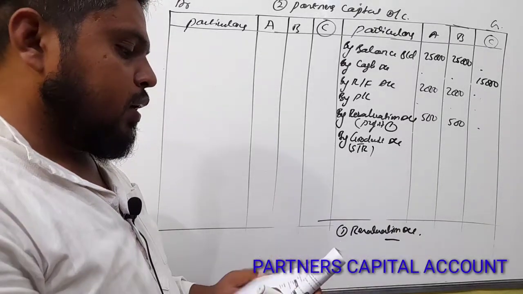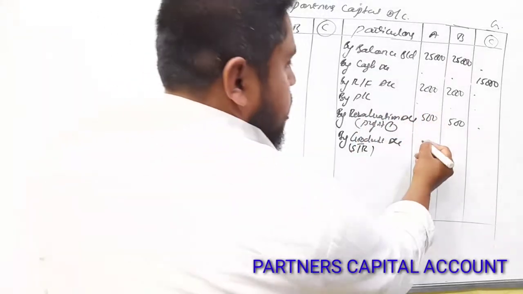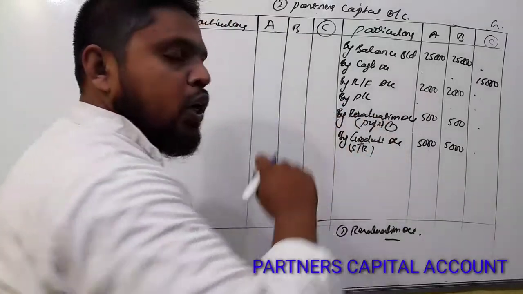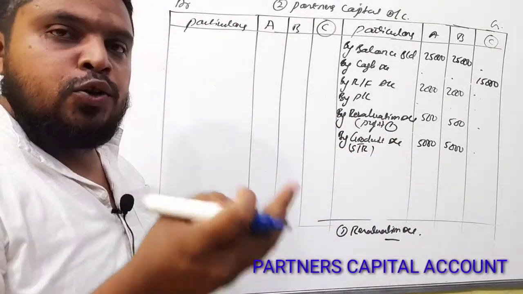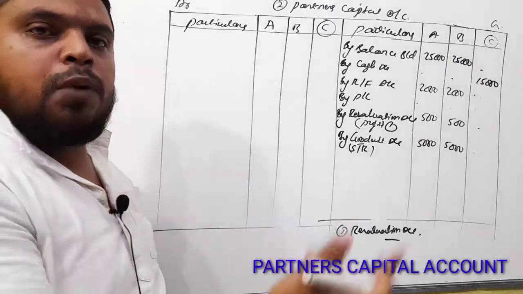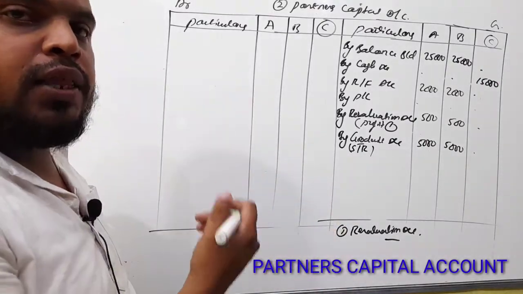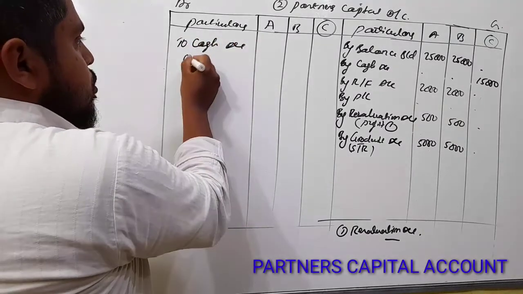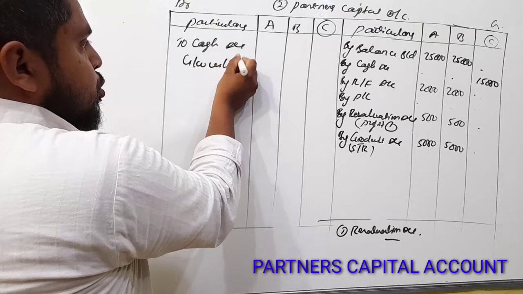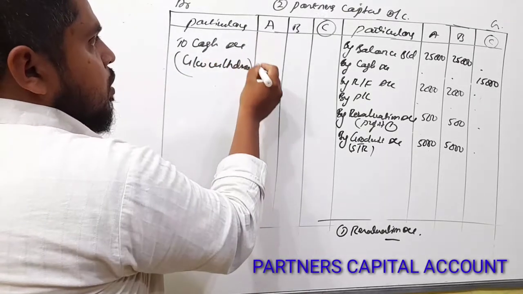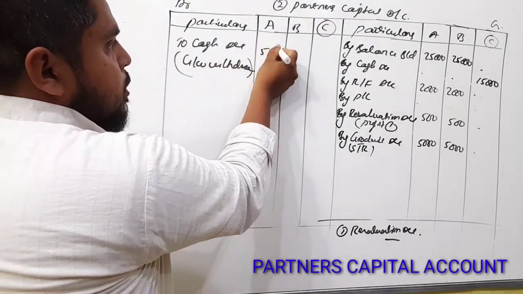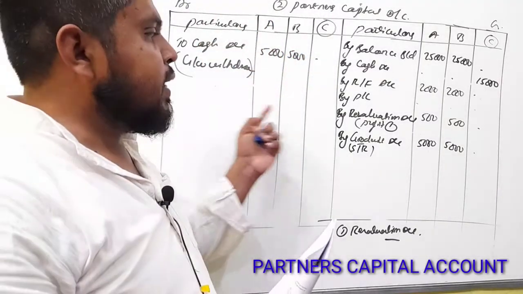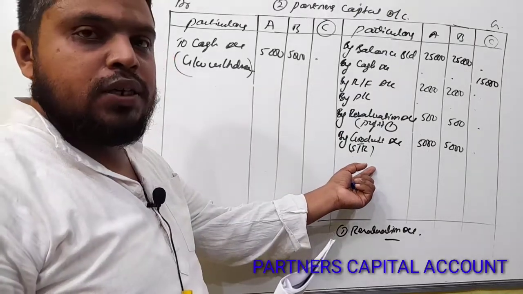So the new partner has brought the goodwill, that is 10,000, 5,000 each. This amount is withdrawn by the old partners. The new partner brought the goodwill amount towards the old partners. So the old partners have taken the goodwill amount in cash, goodwill withdrawn by old partners, that is 5,000 each. These are the entries we have to pass under the partners' capital account.